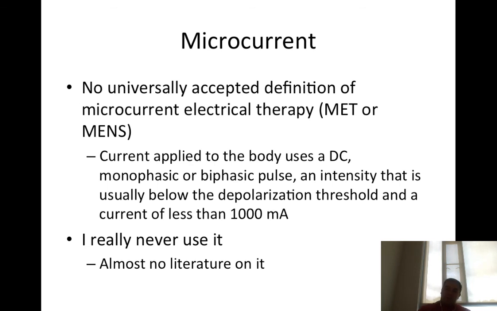Microcurrent: almost no literature on it, and I got another textbook at the end of the spring semester, and microcurrent actually isn't even talked about anymore in the textbook. There's no universally accepted definition of microcurrent. It's current applied to the body that uses a direct current, monophasic or biphasic pulse, at an intensity that is usually below the depolarization threshold, so it's usually subsensory stim.